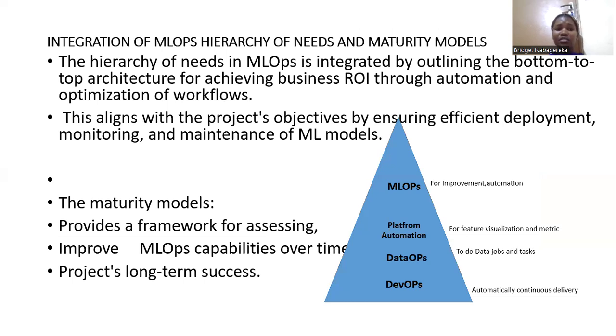And then the integration of the MLOps hierarchy of needs and maturity model. So this hierarchy of needs in MLOps is integrated by outlining a bottom-to-top architecture, where you begin from down and you go up. Here we started with DevOps, the development operations we will need, and then you go to data operations, to do data jobs and tasks, things that will need data, and then platform automation, maybe for hosting the project and all that, and then MLOps for improvement and automation, like continuous improvement.